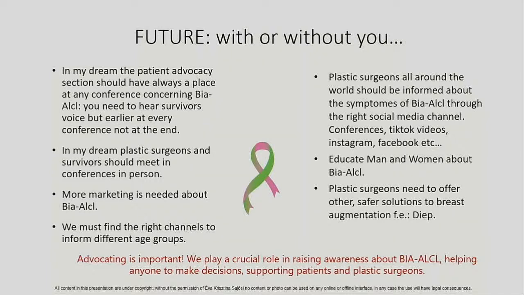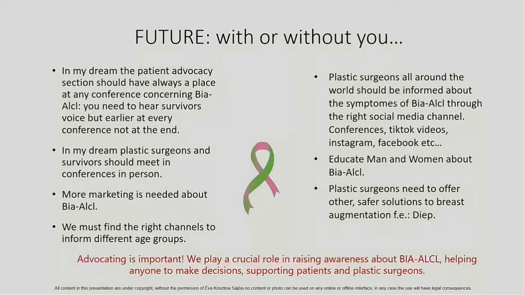Plastic surgeons all around the world should be informed about the symptoms of BIA-ALCL. And we have to educate not only women, but men also. So a man can lose a wife, a partner, a mother. So they should know also if there's any problem, what to look for.